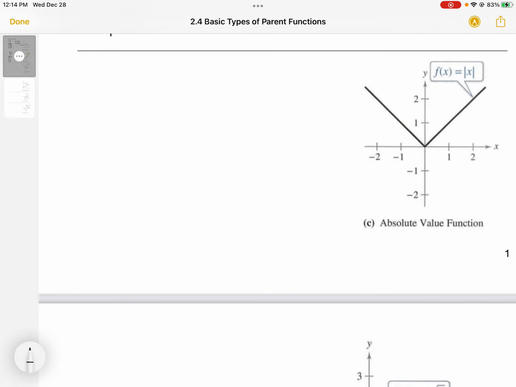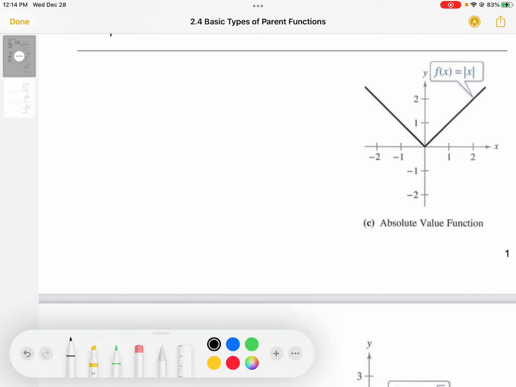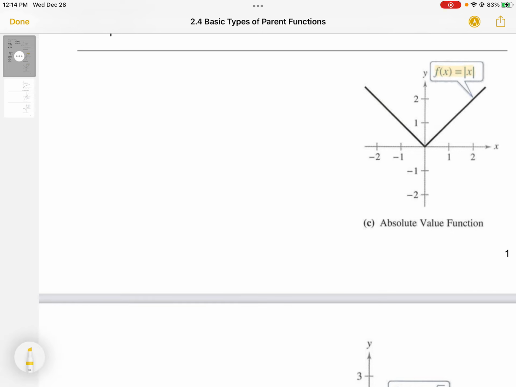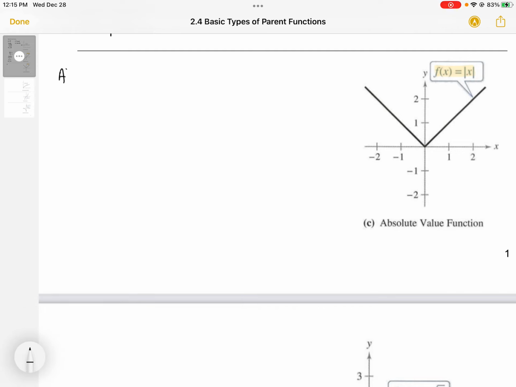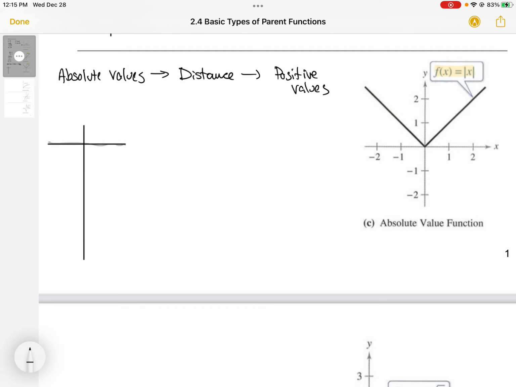So the third one, this is the absolute value function. And remember what the absolute value does. The absolute value, by definition, is the distance a value is from 0. And whenever we're looking at distance, that means that we're always looking at positive values. So let's just make a note of that. So let's make another table of values. And let's look at -27, 0, and 16.